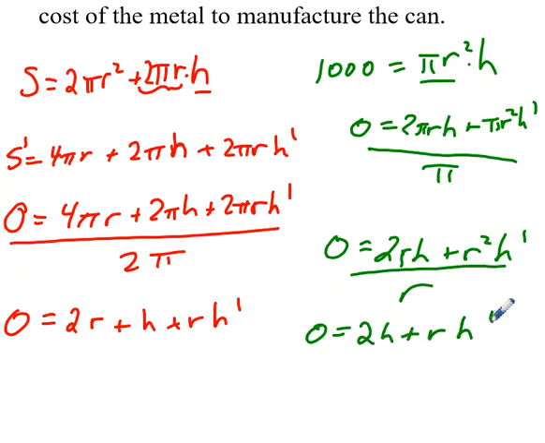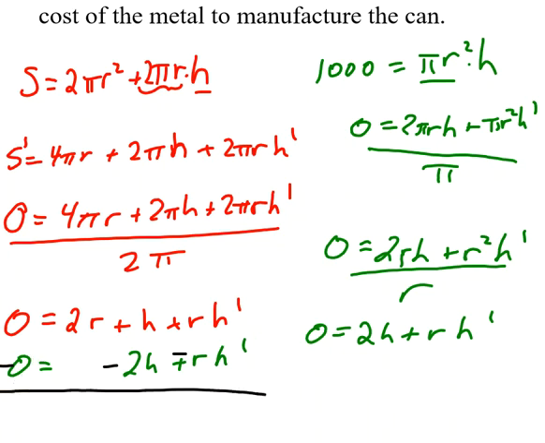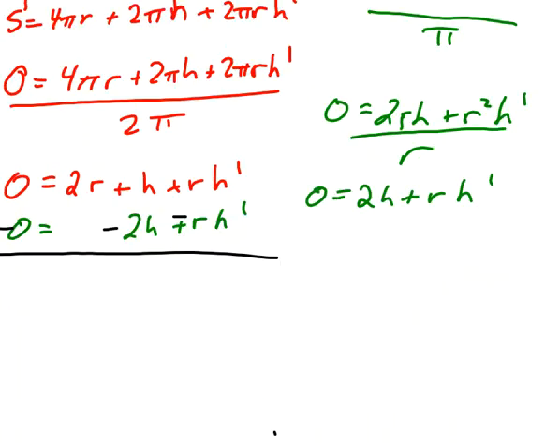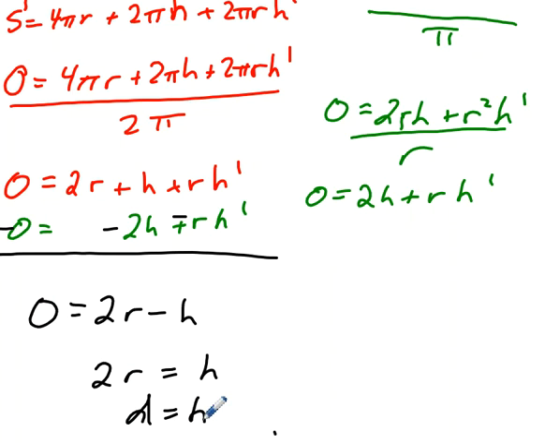Ooh, r h prime. That sounds so familiar. Like maybe it's a system of equations. Like that. Look at that. I'm going to subtract these. Boom, boom, boom. And I will be left with 0 equals 2r minus h. So 2r is equal to h. The diameter and the height have to be equal. Boom. Got the same answer. But I used implicit differentiation instead.